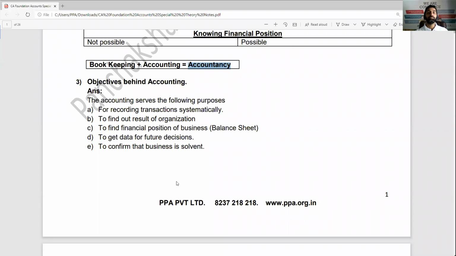Now the next short note comes objective behind accounting. Why do we go for accounting? What exactly accounting does? The accounting serves the following purpose: for recording the transactions systematically. Every business transaction is recorded properly to find out the result of organization, that is profit or loss from trading P&L account, to find the financial position of the business like assets and liabilities, that is balance sheet, to get the data for future decisions, and to confirm that business is solvent. What do you mean by solvent? Solvent means business is in good position, that is its assets are more than liabilities. It is having that much value of asset which will be able to pay off the liabilities. So yes, the business is solvent. So for this, accounting is required.